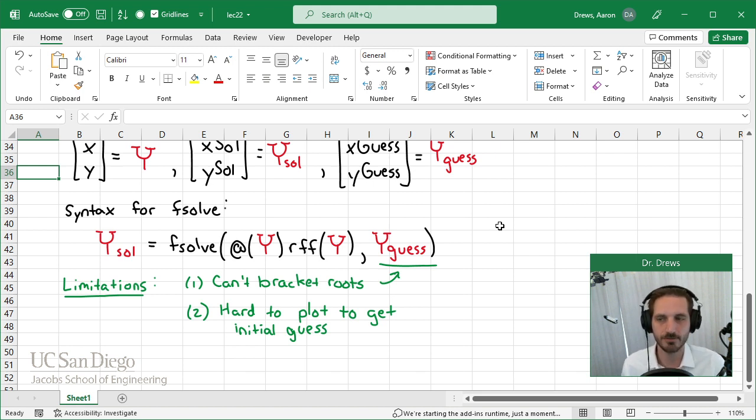You can't provide sort of a column vector of brackets. That won't work. And it can also be really hard to get that initial guess, and that's part of what we're going to bump into here.